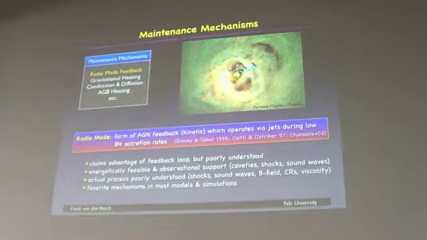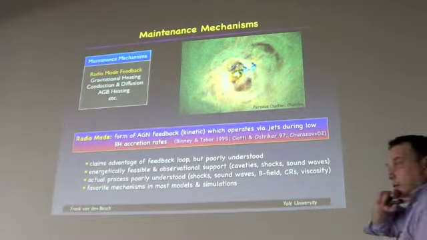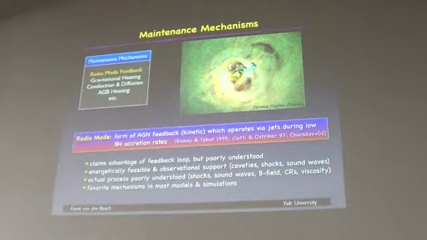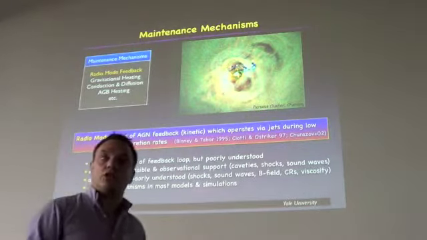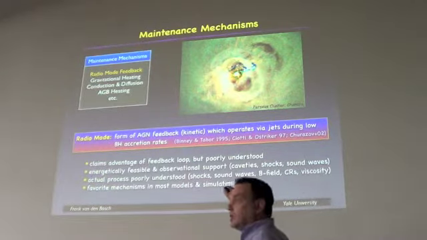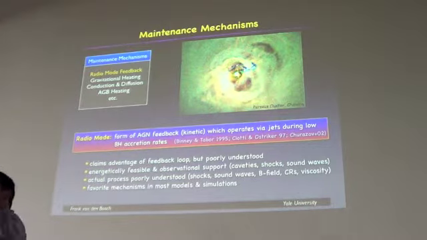Again, there's a large number of processes that have been suggested, and this is not exhaustive in any way, but the most talked about one, I think, is radio mode feedback, which is a form of AGN feedback, but now one where we are in a low accretion regime, where the black hole is not radiatively efficient, but most of the energy comes out in the form of kinetic energy, in the form of jets. The claimed advantage of this mechanism is that it has a feedback loop. The idea is that whenever the cooling increases, more gas goes into the black hole and the jet becomes more powerful.